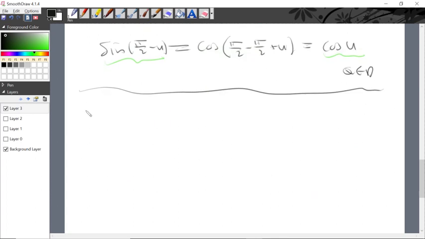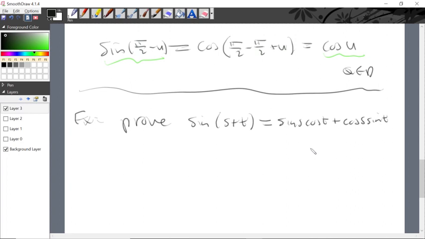Now we are ready to prove the sine of a sum formula. Prove that the sine of s plus t is the sine of s times the cosine of t plus the cosine of s times the sine of t. And let's start on the left-hand side. The left-hand side is the sine of s plus t.